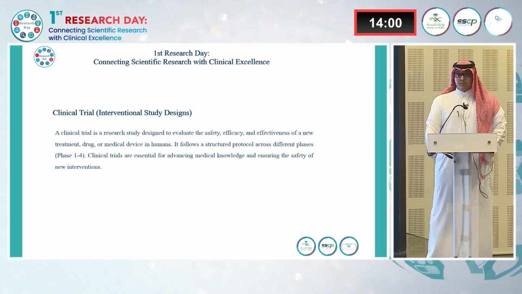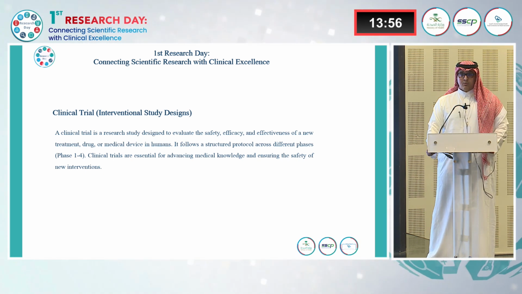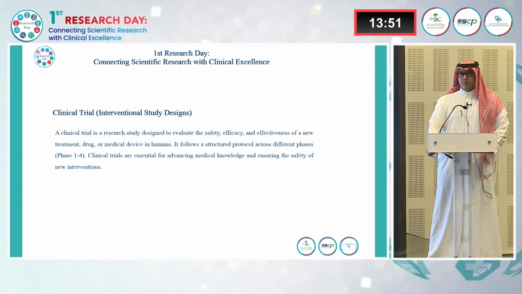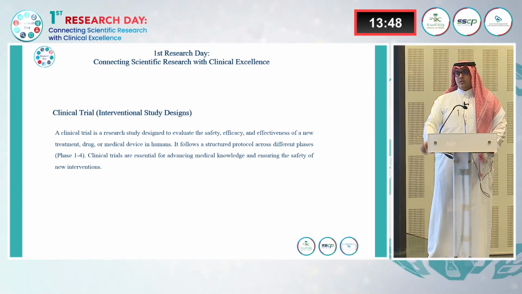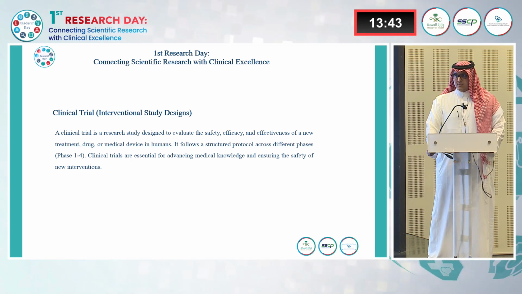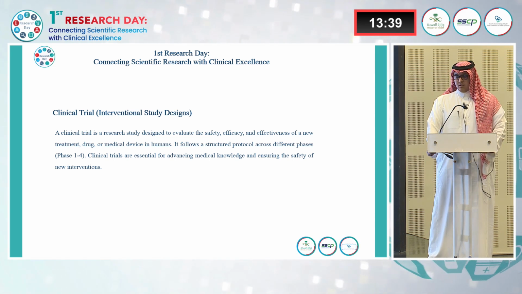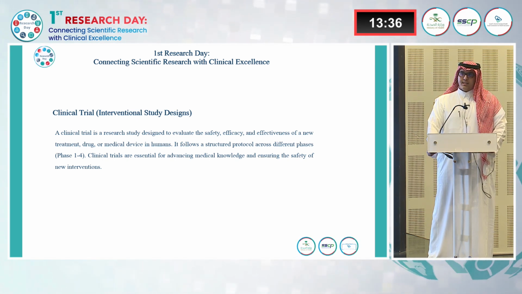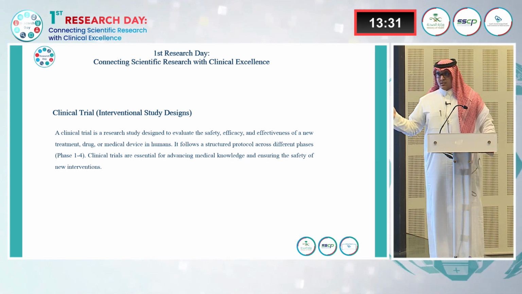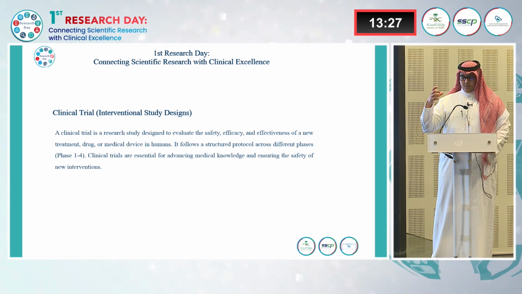We now talk about interventional study design. When we talk about interventional study design, we want to evaluate the safety, efficacy, and effectiveness of a new treatment. This treatment can be a drug or a medical device. Usually clinical trials are classified into four phases, as my colleague mentioned. We will talk briefly about each phase.